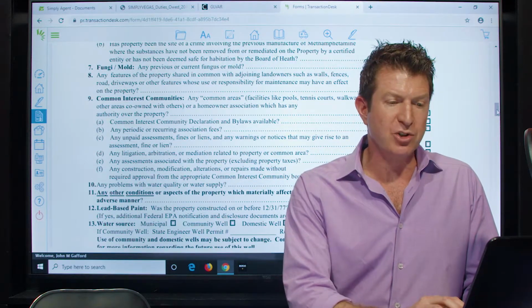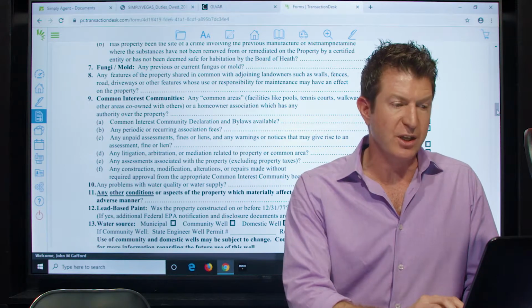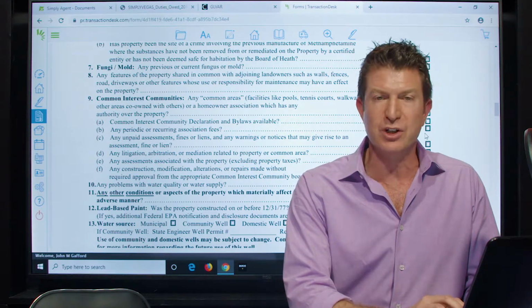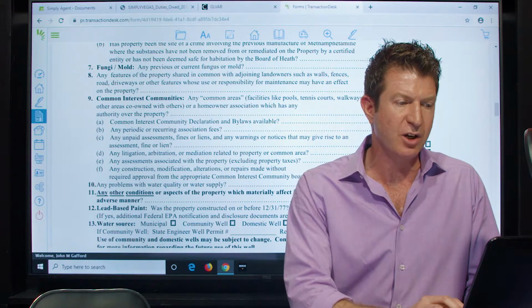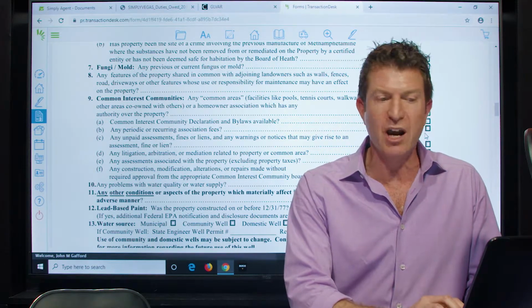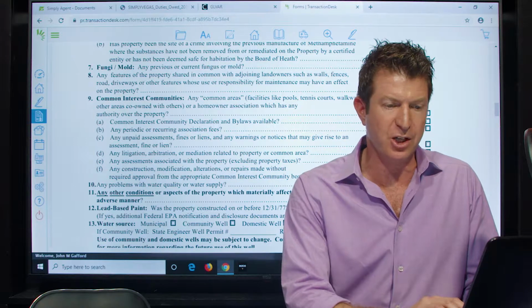Now we get to the common interest communities section. A lot of these are going to be marked yes. First of all, if it's in a homeowners association with a gate, with a park, etc., then there are co-owned areas called common areas. That's going to be a yes.